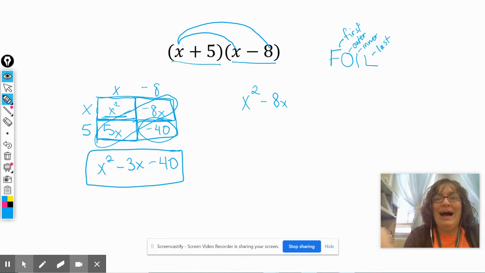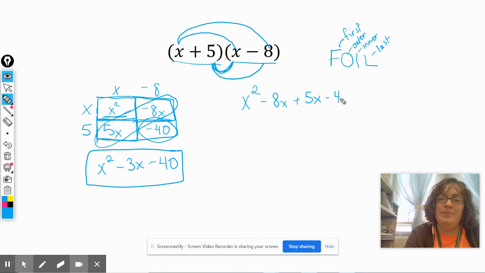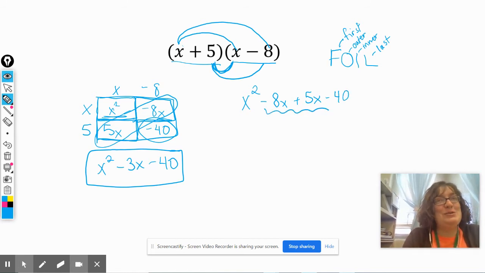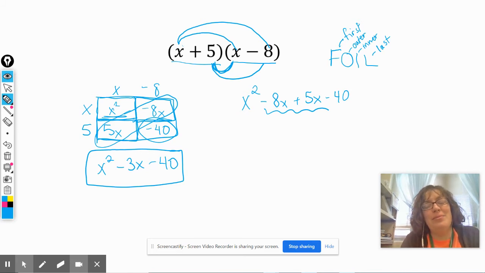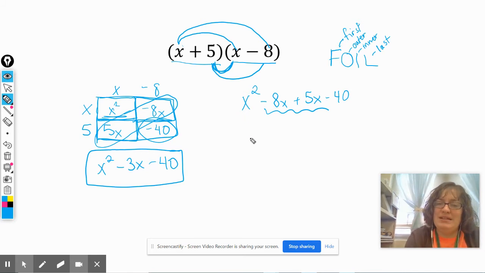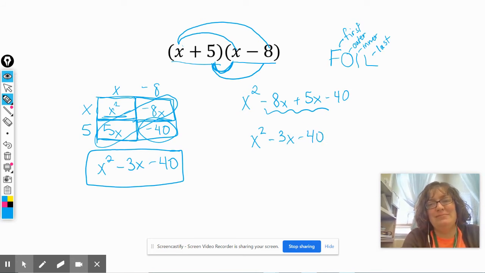All right, now we go to I. I says inner terms, so that would be these two terms here. So 5 times x would be 5x. And finally, the last terms means the last of each of the binomials. So 5 times negative 8 becomes negative 40. All right, just like before, oftentimes it's those middle two terms, but we can combine those together because they're like terms. So I bring down the x squared, no like terms, but negative 8x and 5x becomes negative 3x. And then I finally have the minus 40 at the end.